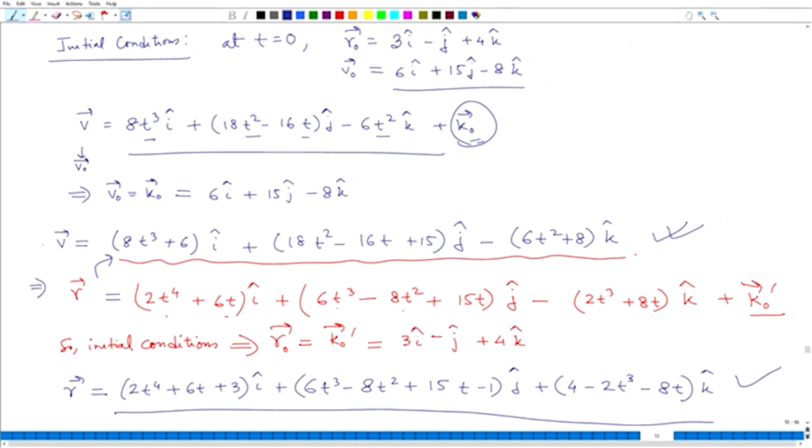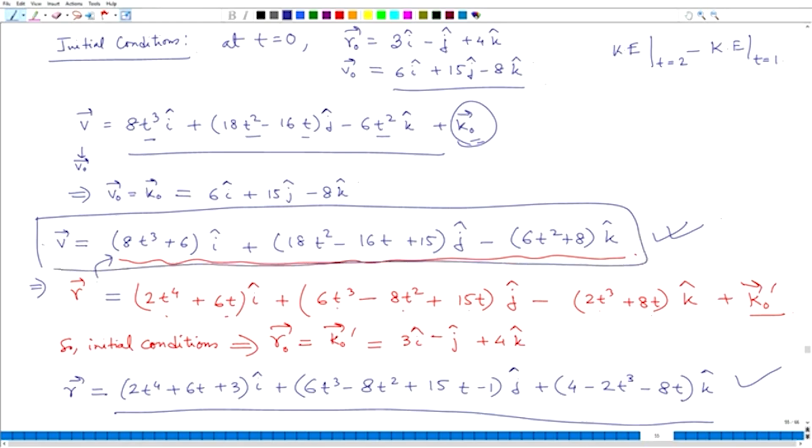How is that? For that, you have to actually calculate the kinetic energy of the particle at time t is equal to 2 minus kinetic energy at t is equal to 1. So, now if I just say how to calculate the kinetic energy, remember you have the total V vector. Okay. So, you can calculate the value of V vector at t is equal to 2 and also at t is equal to 1 just by substituting the values of t, okay, properly.